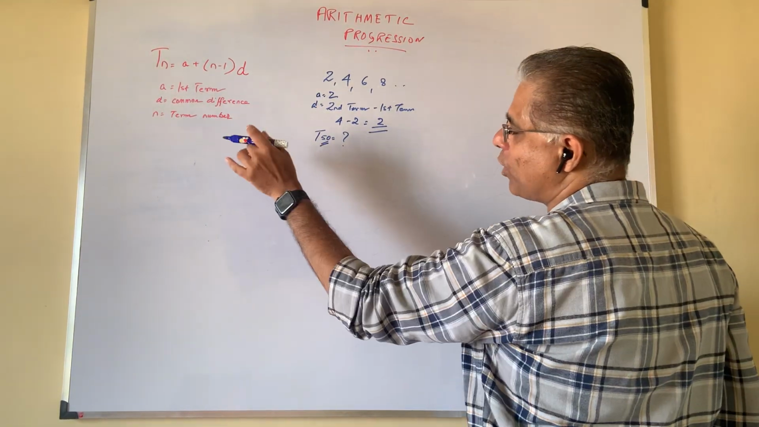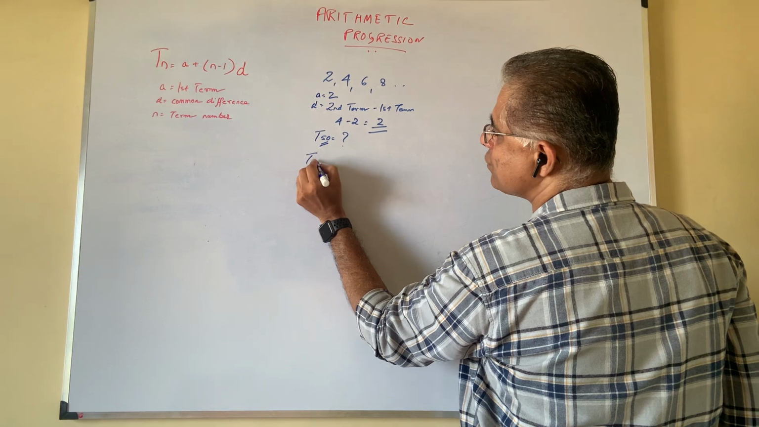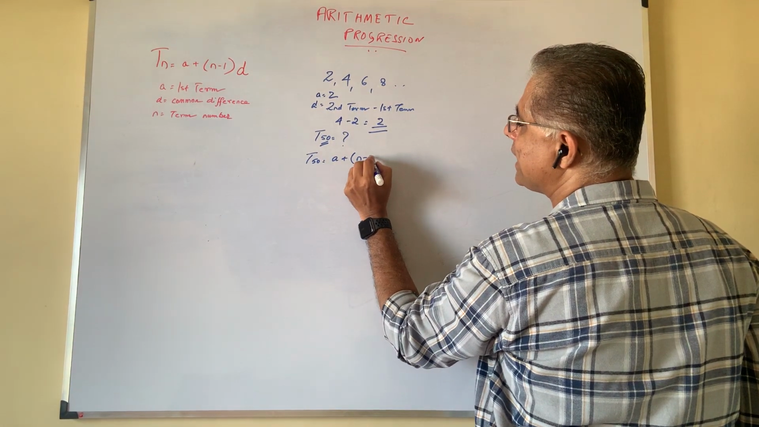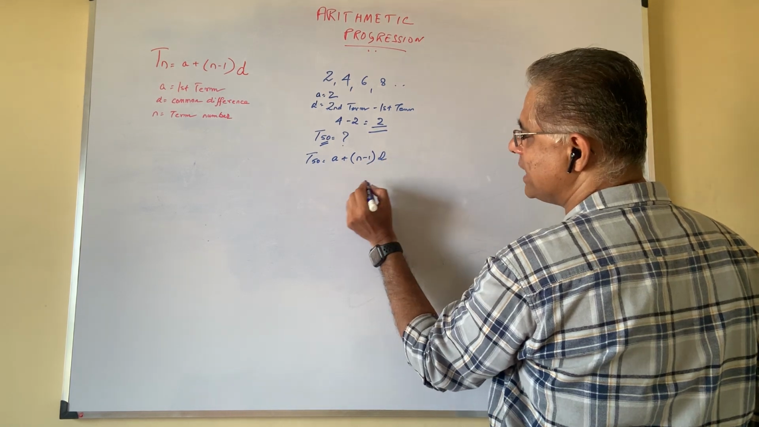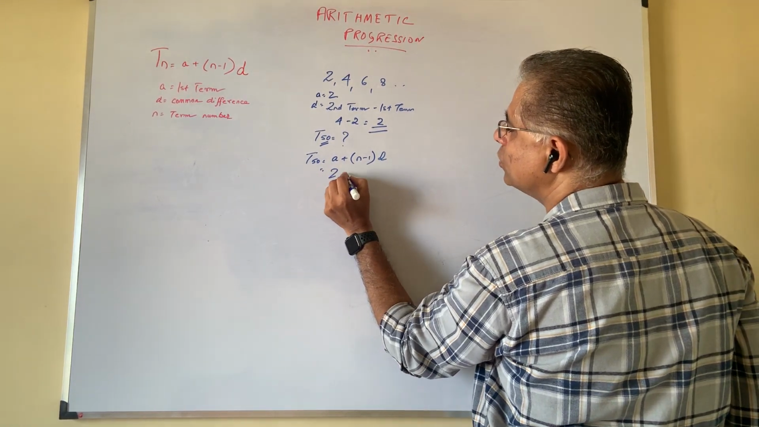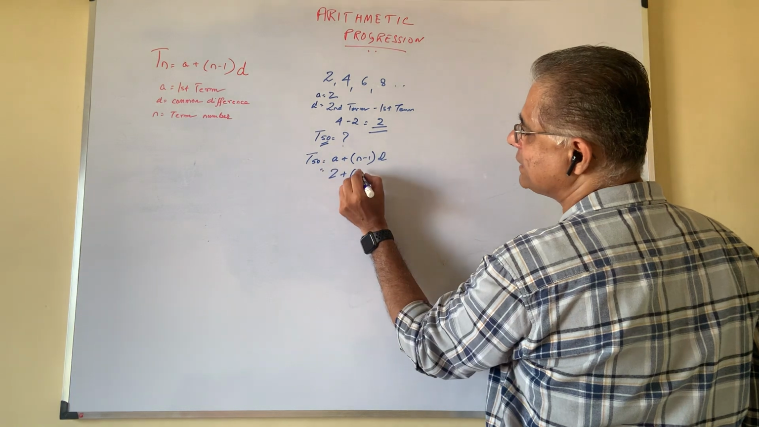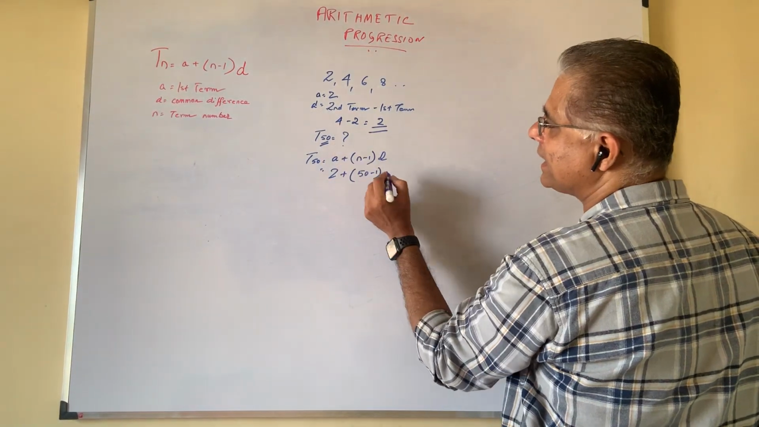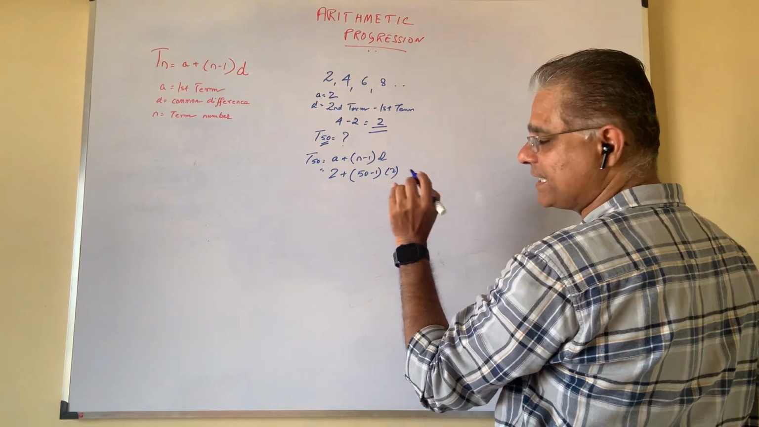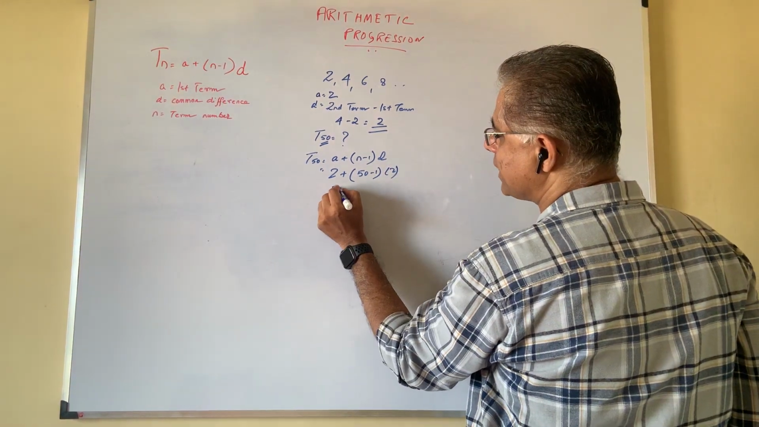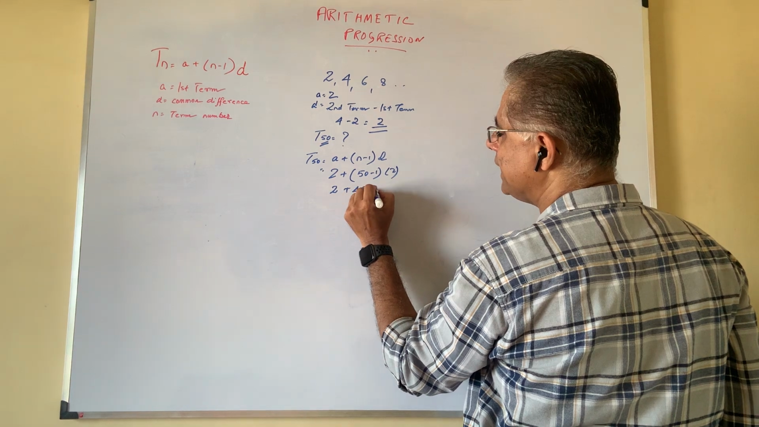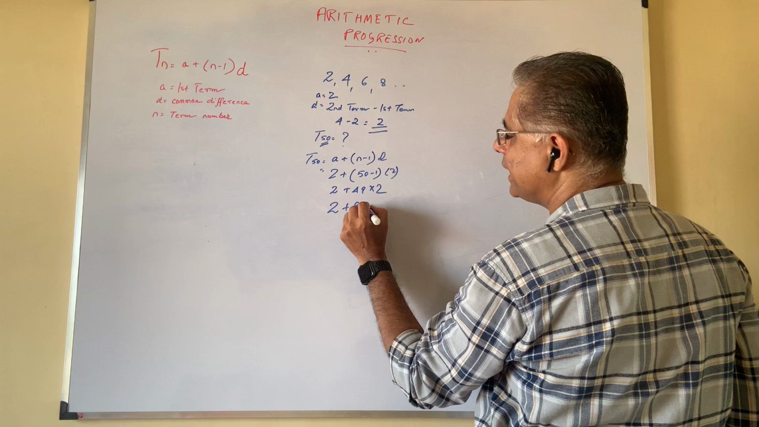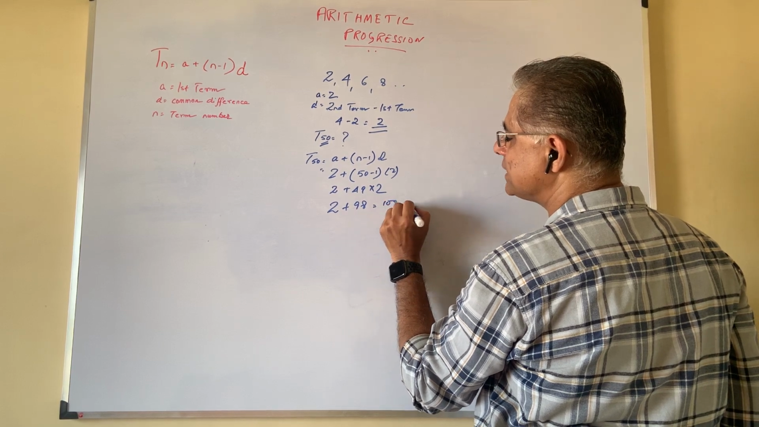Let's try to use this formula. So if my question is to find T50, the formula is A plus (n minus 1), the whole thing into D. So A here was 2 plus n is acting as 50 here, 50 minus 1, and D is again acting as 2 itself. So when you solve this, you get 2 plus 49 into 2. Using the BODMAS rule, you get 2 plus 49 into 2 is 98, which is 100.